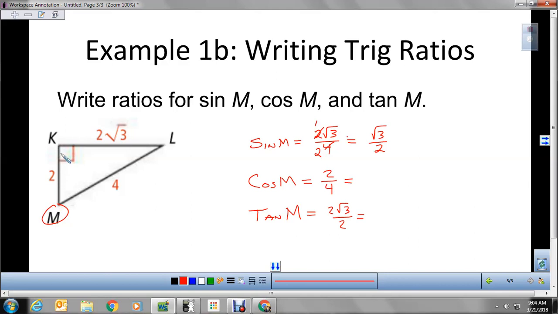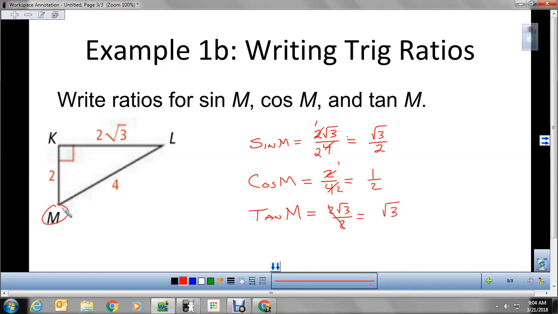So let's look at the cosine of m. Cosine is going to be the adjacent leg over the hypotenuse. So the adjacent leg is 2, hypotenuse is 4. Reduce this down to 1/2. And the last one, tangent is going to be the opposite over the adjacent. So the opposite here is 2 radical 3. The adjacent is 2. The 2's cancel, leaving us with just the square root of 3.